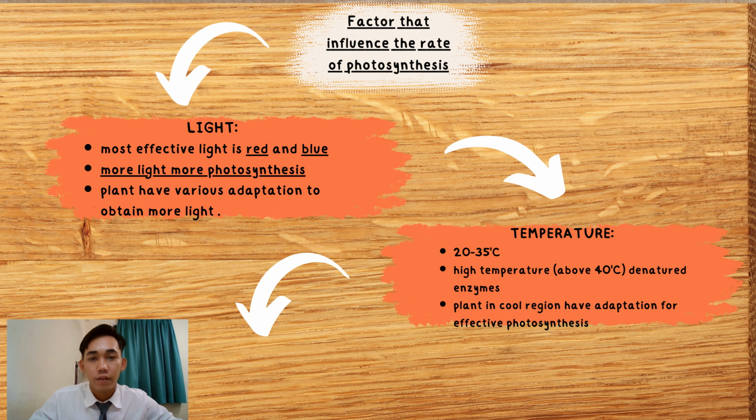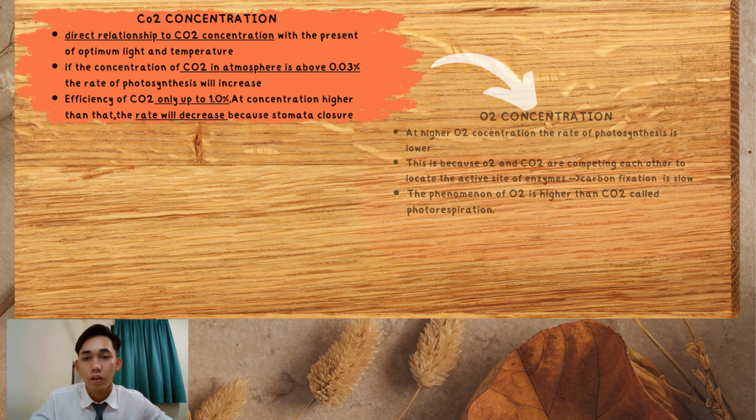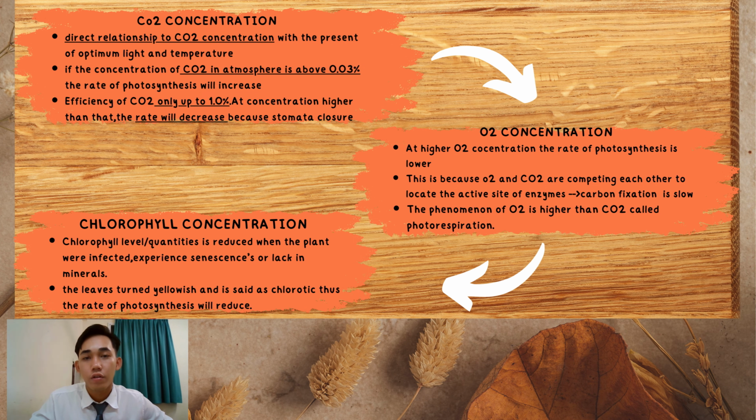These are several factors that influence the rate of photosynthesis. First, light. Second, temperature. The third is CO2 concentration. Next is O2 concentration, and the last one is chlorophyll concentration.